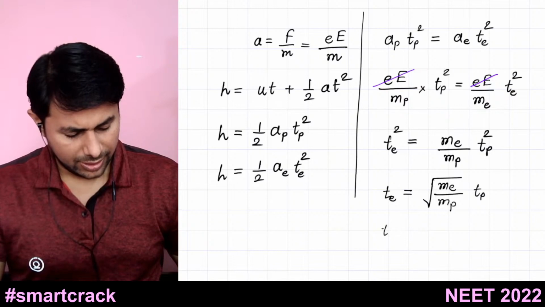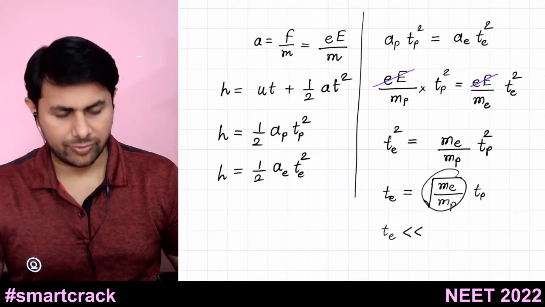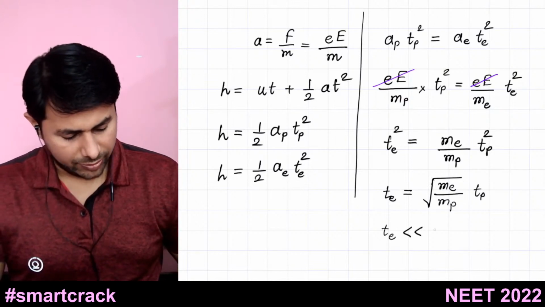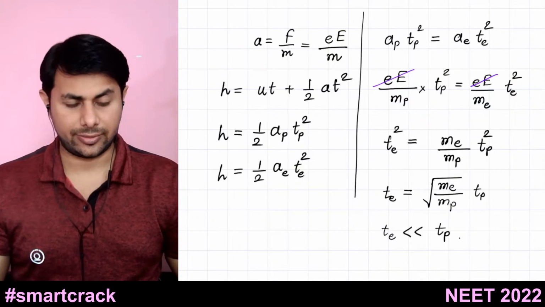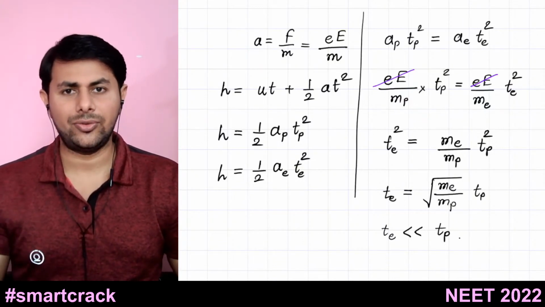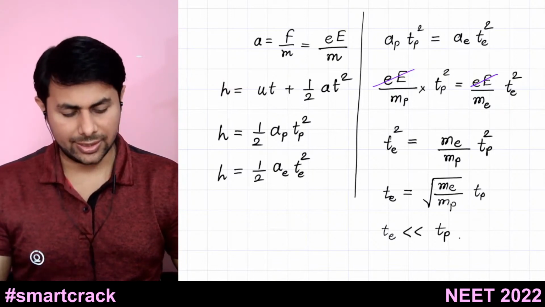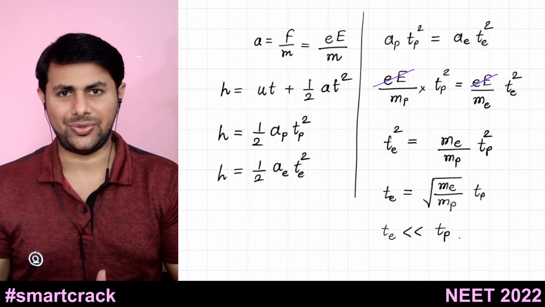And therefore the time taken by the electron will be very small, because this is very small compared to 1. So it is very small compared to the time for the proton. This is the answer. But as I said, you don't need to calculate all this, you can reason, like what I explained earlier.